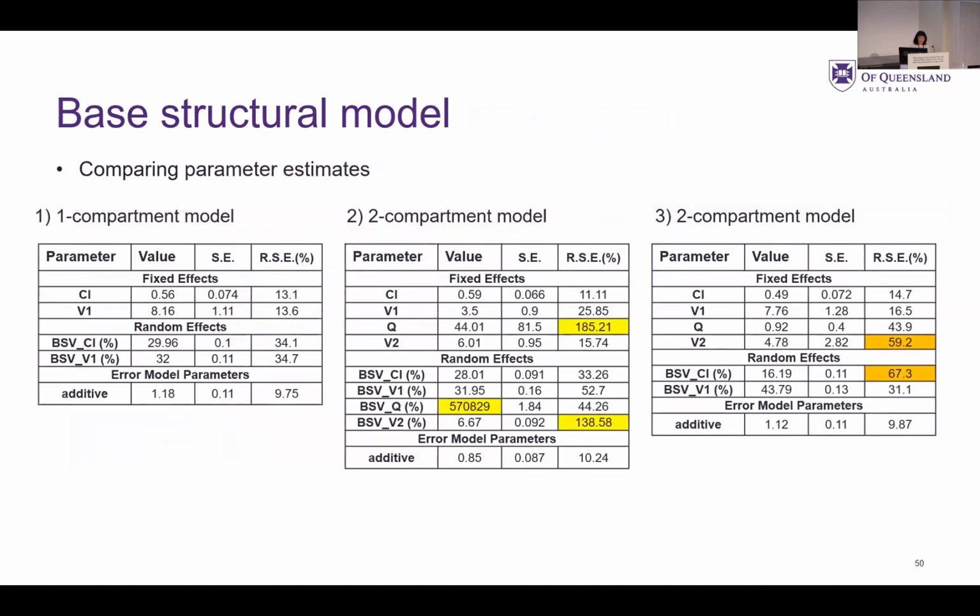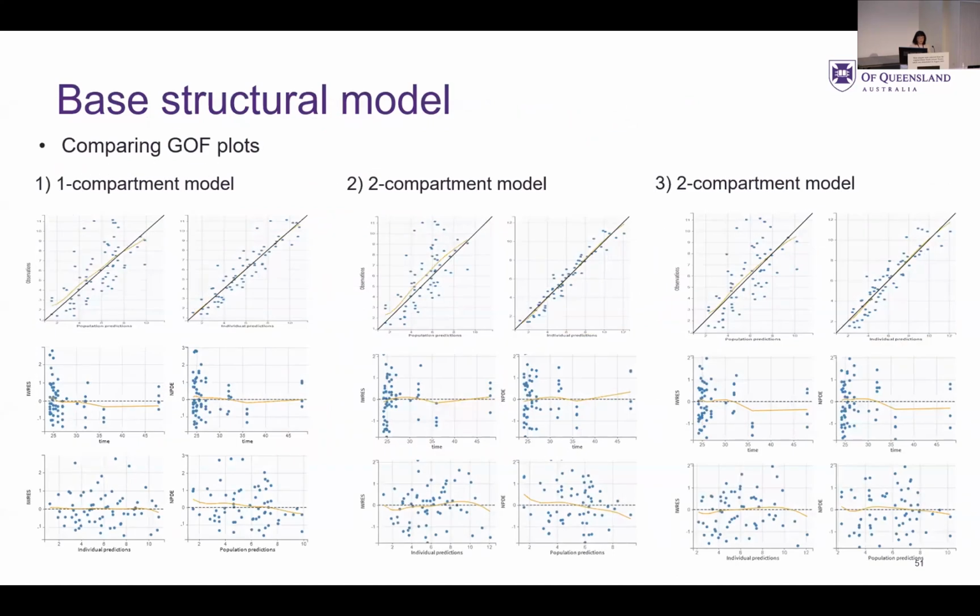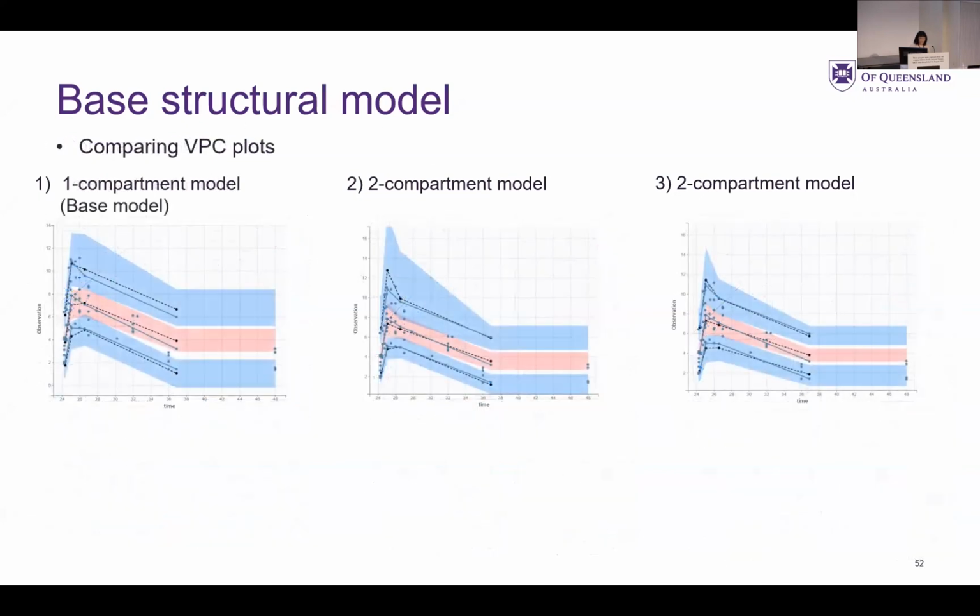But then when I looked at the parameter estimates, I noticed the parameter estimates from the two compartment model were actually not quite reliable. This was reflected by the higher RSE value, the relative standard error of your parameter estimate. And that made me very cautious about using this model. Then I looked at the goodness of fit plots. I found that for the one compartment model, there's no obvious bias. It looks like quite a good fit. This was also supported by the VPC, visual predictive check, plots. You see there's no outlier here. Then I made my decision to use the one compartment model as my base model.